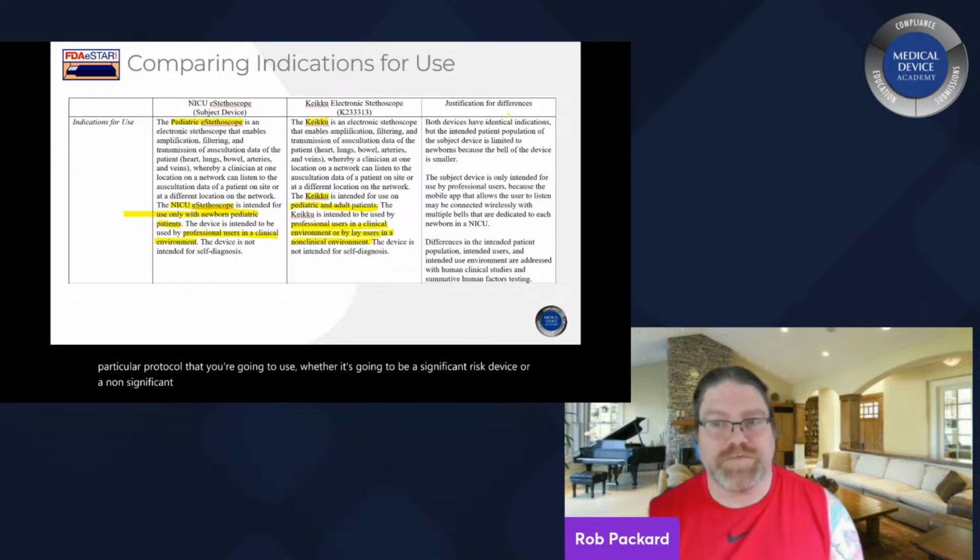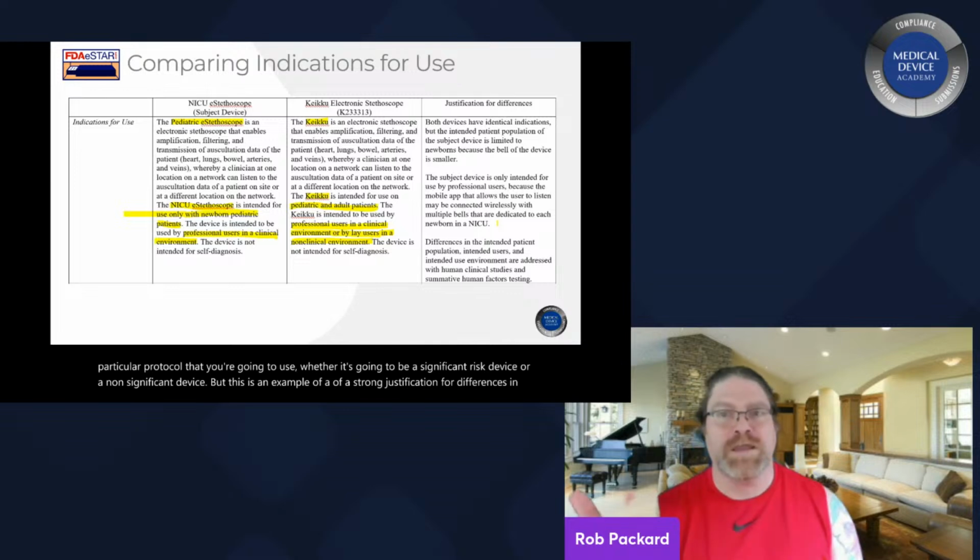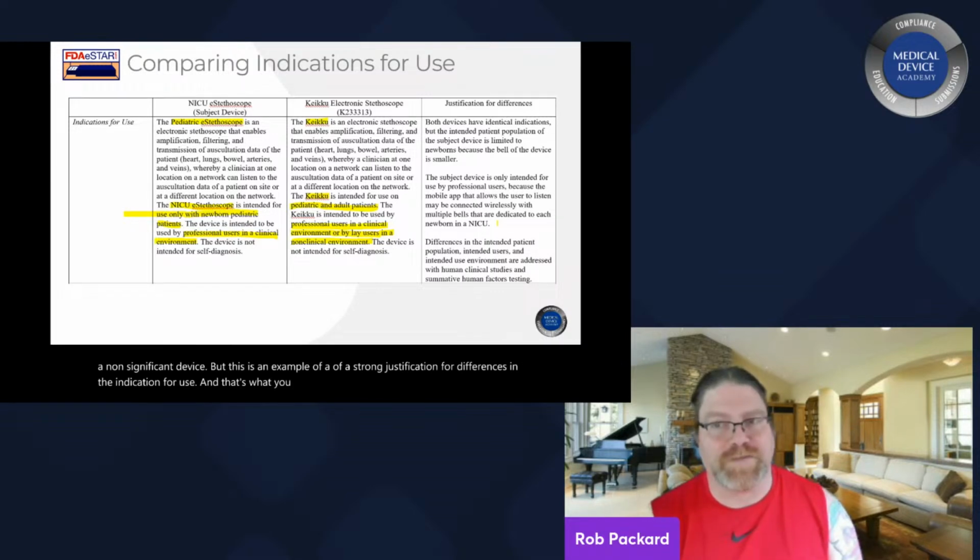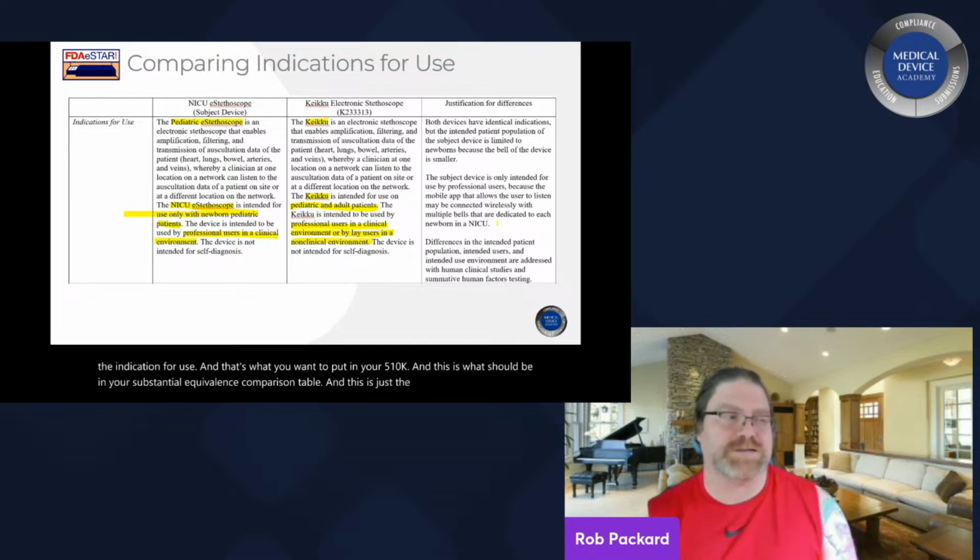But this is an example of a strong justification for differences in the indication for use, and that's what you want to put in your 510K. And this is what should be in your substantial equivalence comparison table. And this is just the first row of that table.